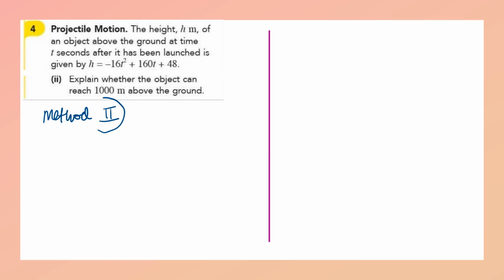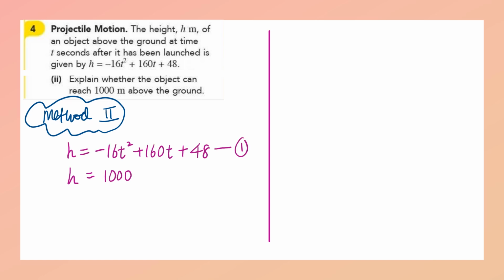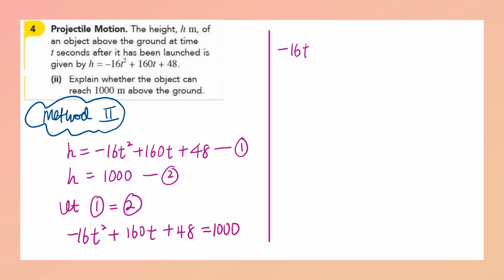The second method that we're going to use here is to see if there's any intersection point between h equals negative 16t squared plus 160t plus 48. That means there's a curve. Is there any intersection point between the curve and h equals 1000 meter? So we're going to form equations in terms of t. If you recall, we have done something like that before. We go on to find the discriminant for this equation.